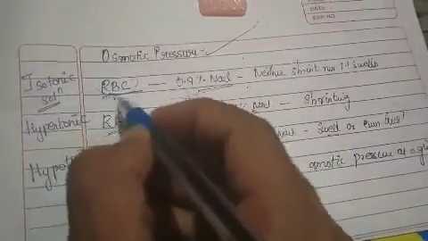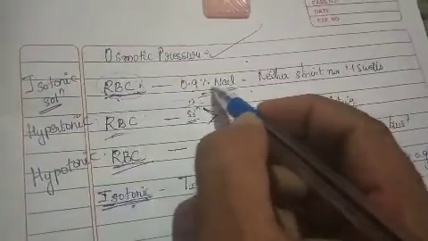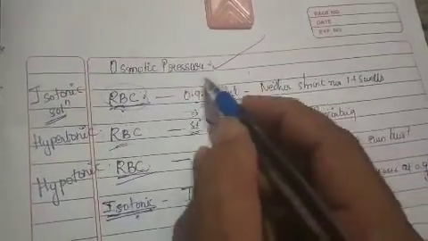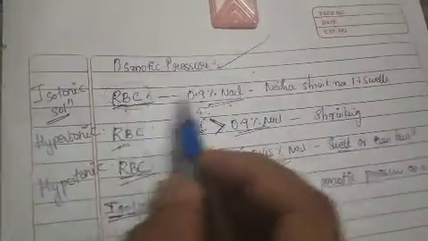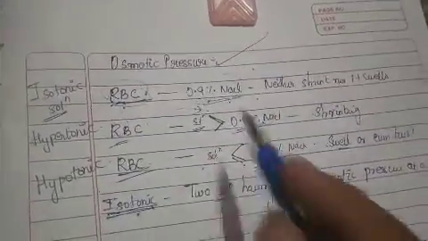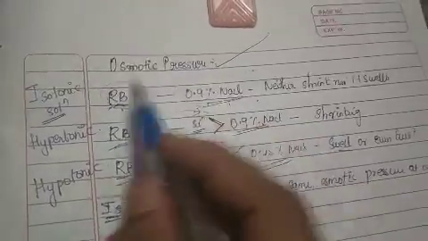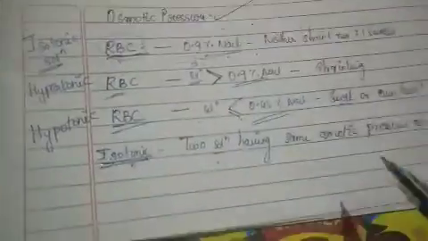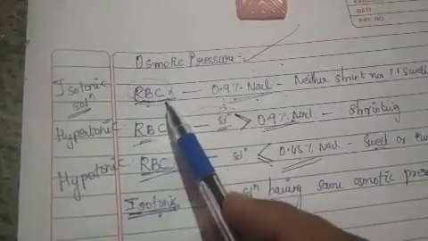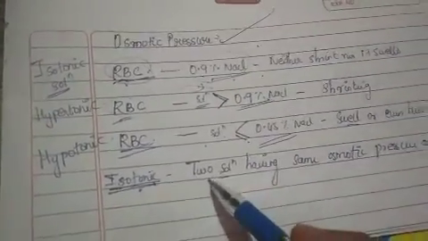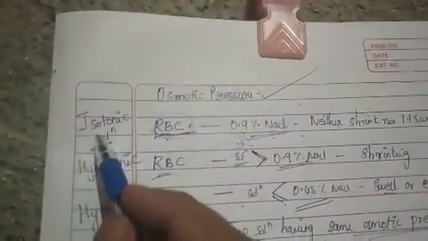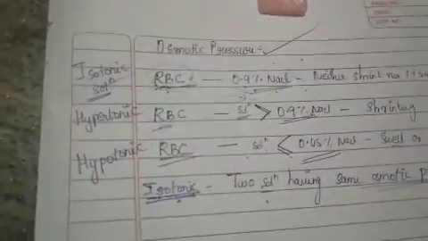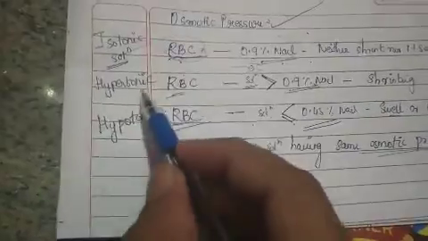In your RBC we have 0.9% NaCl, and the solution you have prepared is also 0.9% NaCl. So the osmotic pressure in both cases is the same. Neither does the solvent enter nor leave, and that is the reason it remains as such. So two solutions having the same osmotic pressure at a given temperature are called isotonic solutions.